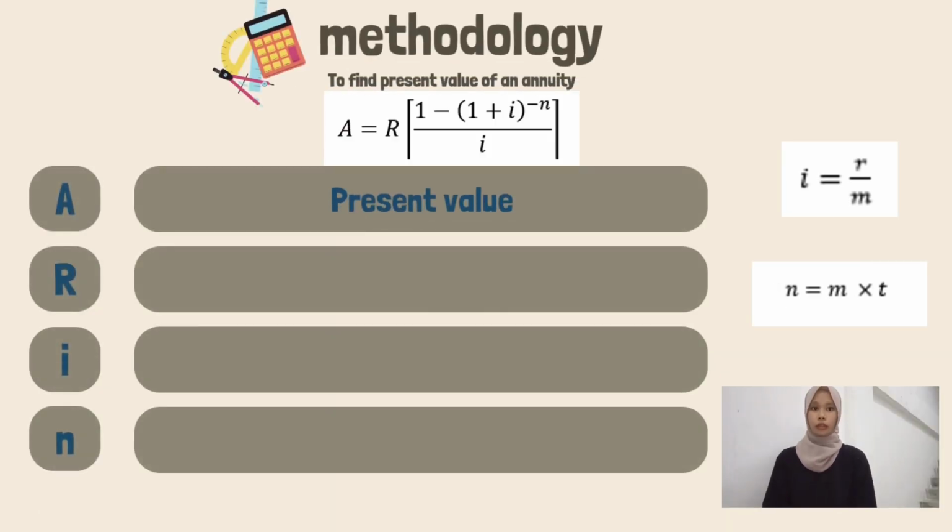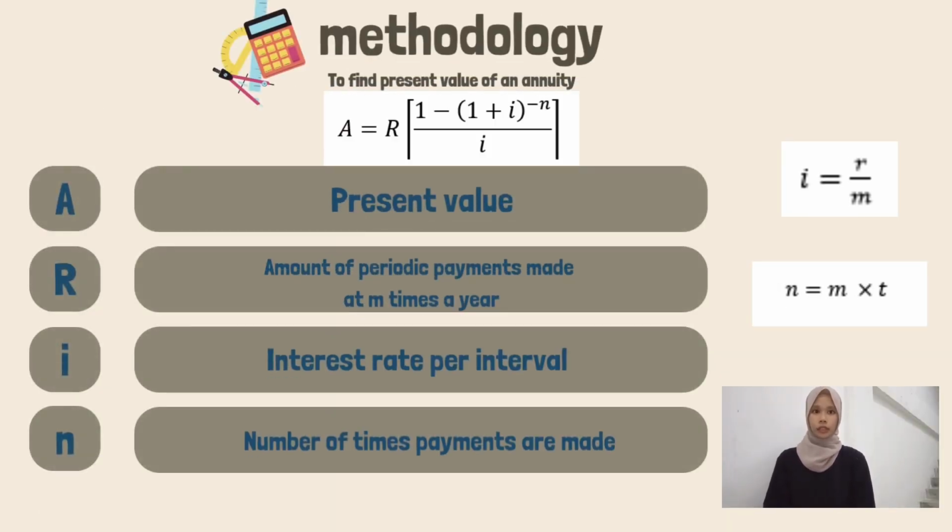Next, to find the present value of an annuity, use a different formula. The formula is A equals R open square bracket 1 minus open bracket 1 plus i close bracket power of minus n per i close square bracket. A is present value, R is the amount of regular payment made m times a year, i is interest rate per interval, n is number of times payments are made. The meaning of the terms R, m, and t is the same as for future value.